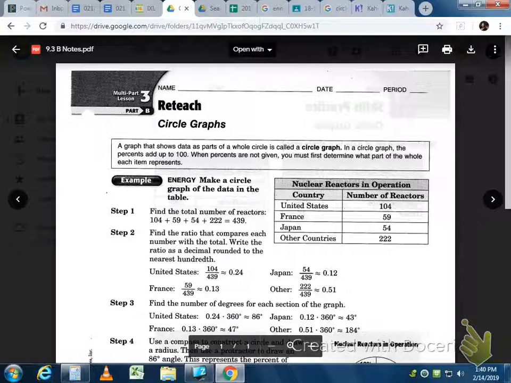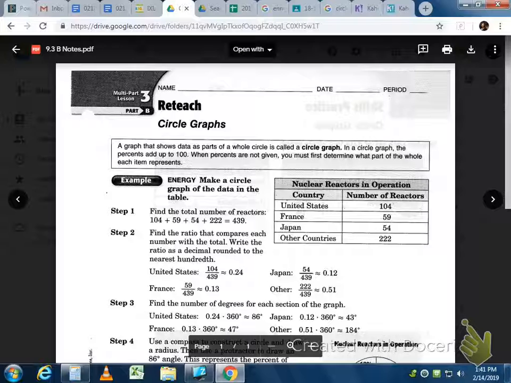This is lesson 9.3b, circle graphs. You will be answering questions about circle graphs on the iLearn, and you will also have to know how to create a circle graph. So today we're going to do some lessons on IXL after we talk about how to do those things. A circle graph is a graph that shows data as parts of a whole circle.